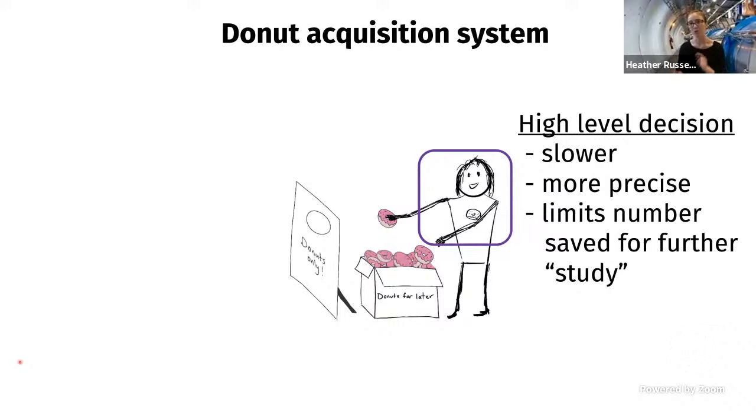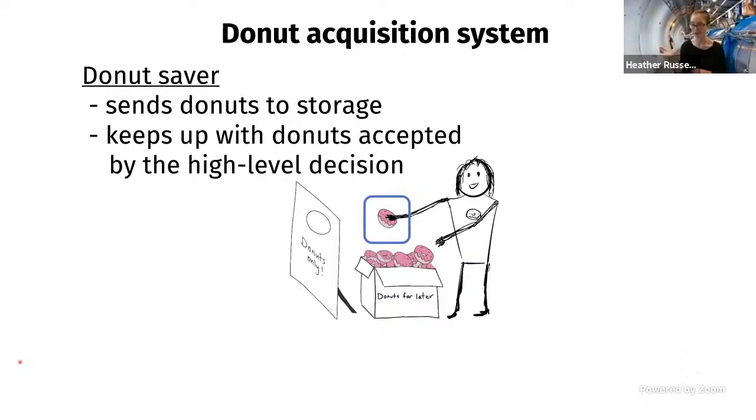Now the donut saver is just your arm, takes the donut from the beam and puts it in the box for later. It has to keep up with the donuts as they're accepted by our high level decision making. If we don't keep up, then we're not ready to catch the next donut and we end up losing potential deliciousness.